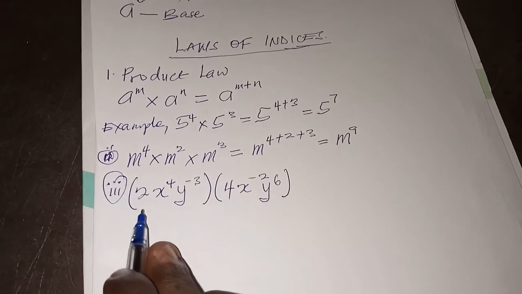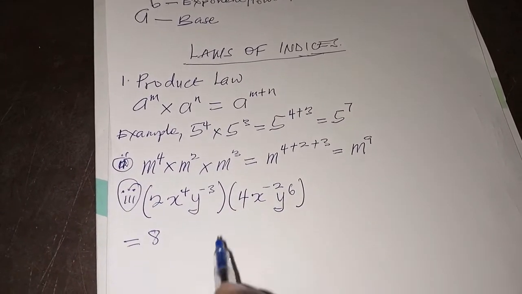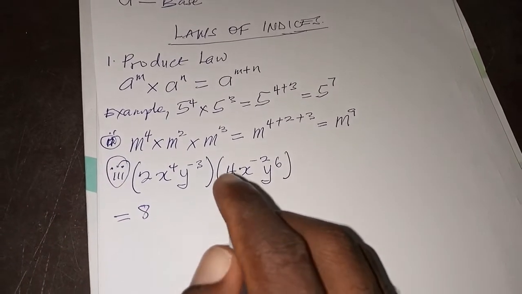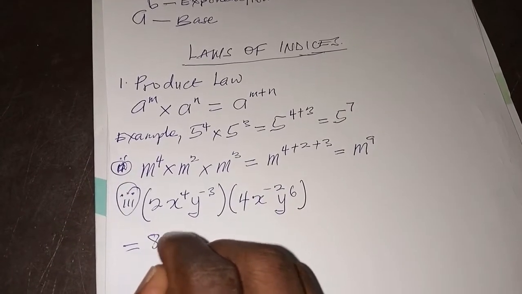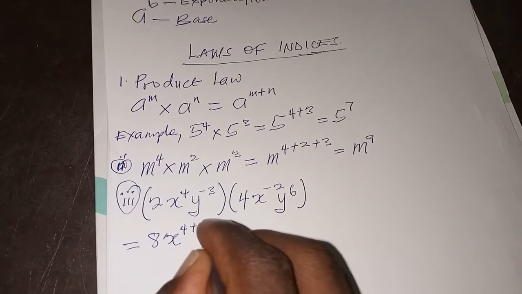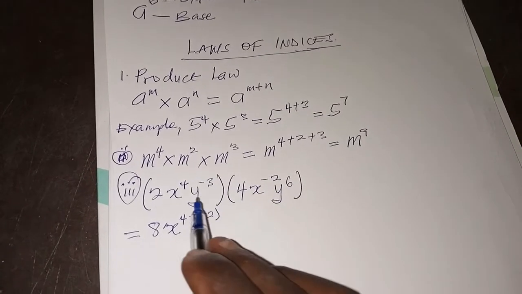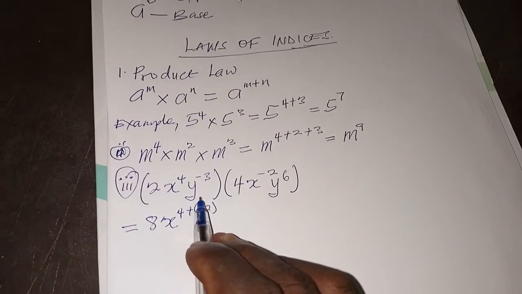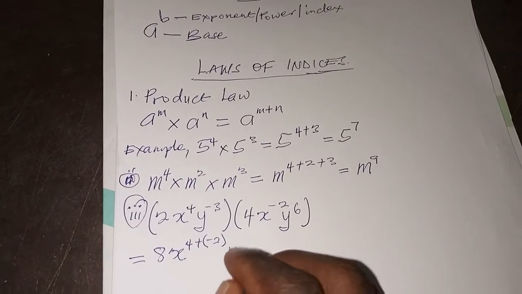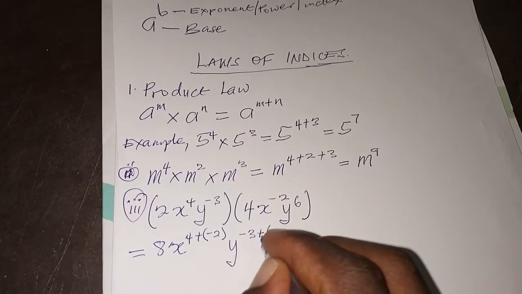So first of all, 2 times 4 is going to give us 8. Then x exponent 4 times x exponent negative 2 is supposed to give us, according to law 1, x exponent 4 plus negative 2. Then we go to y exponent negative 3 times y exponent 6. That will be y exponent negative 3 plus 6.